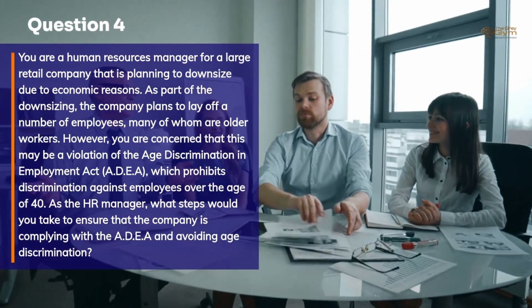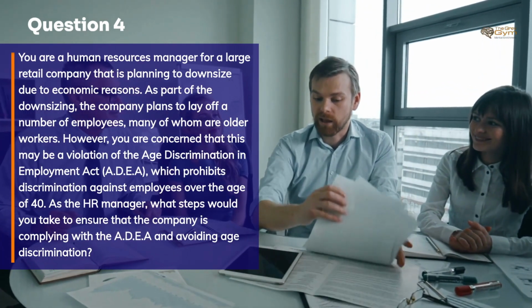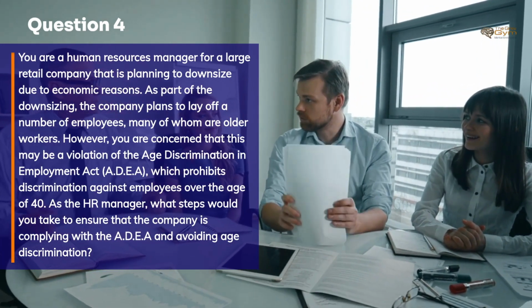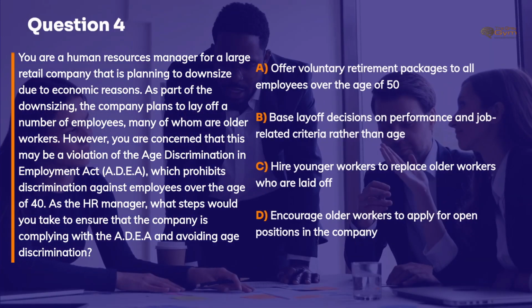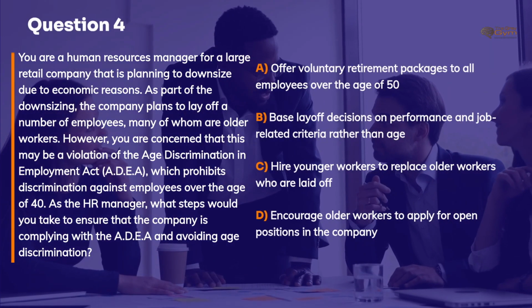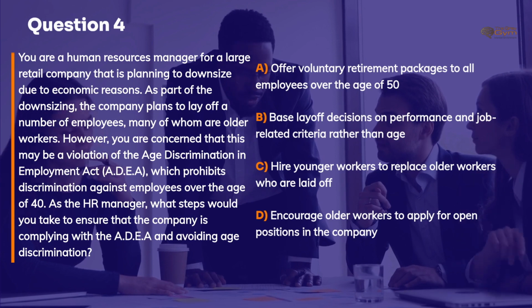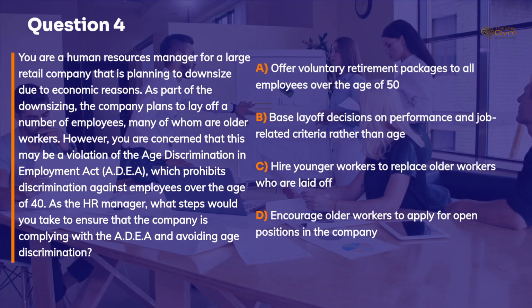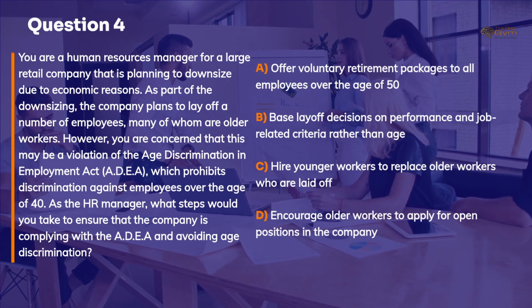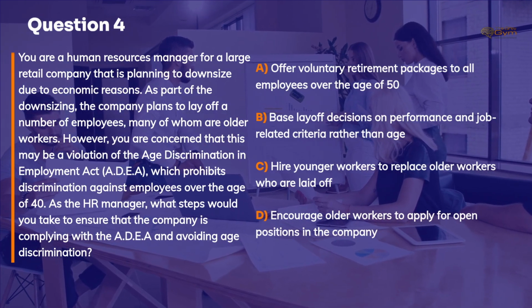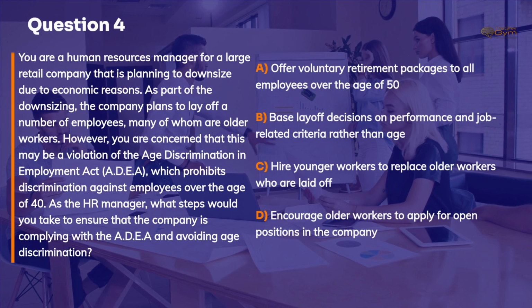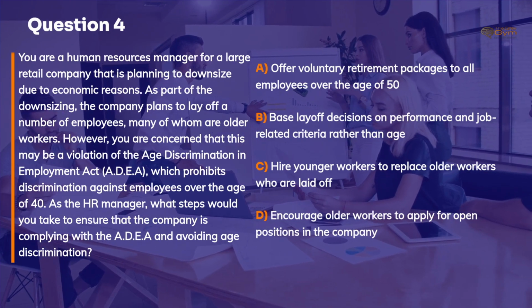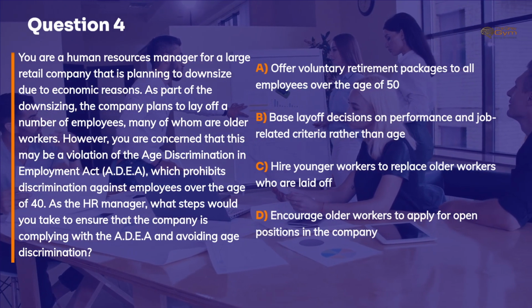As the HR manager, what steps would you take to ensure that the company is complying with the ADEA and avoiding age discrimination? A. Offer voluntary retirement packages to all employees over the age of 50. B. Base layoff decisions on performance and job-related criteria rather than age. C. Hire younger workers to replace older workers who are laid off. D. Encourage older workers to apply for open positions in the company.